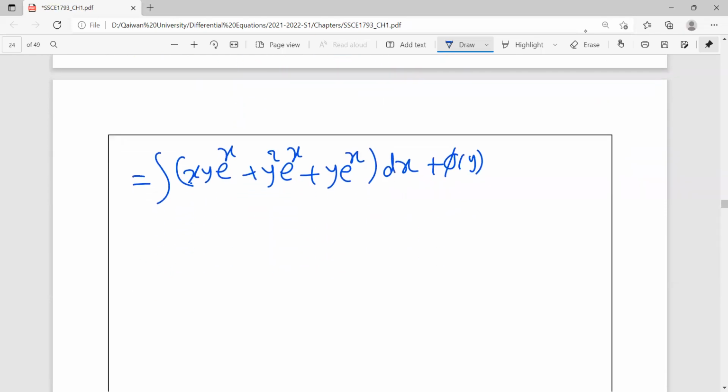Now we have xy e^x. y is a constant, let's say y is 4. Now we have x e to the power x. We can use integration by parts, u dv, to get the result here. That means we have the integration of x e^x and multiply the result by y, because y is a constant, dx. We can use the short method.